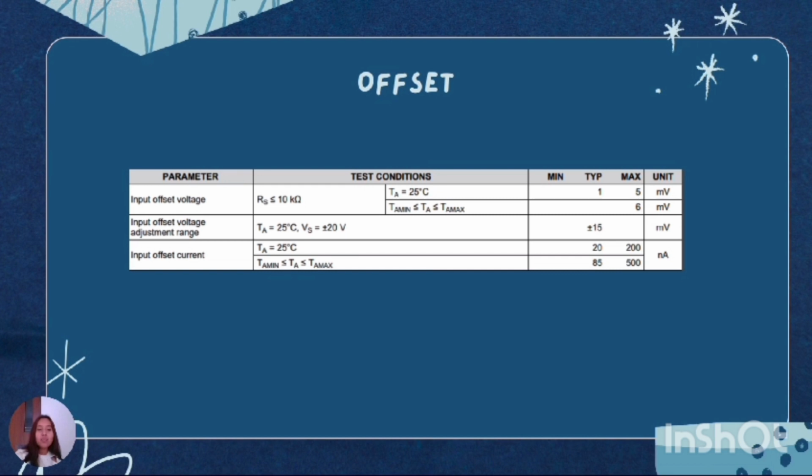And finally, the input offset voltage has a maximum of 5 millivolts, a typical of 1 millivolt, and there is no value determined for the minimum. The input offset voltage adjustment range has a typical of plus or minus 15 millivolts, and for the input offset current a maximum of 200, a typical of 20. And finally, a maximum of 500, a typical of 85.